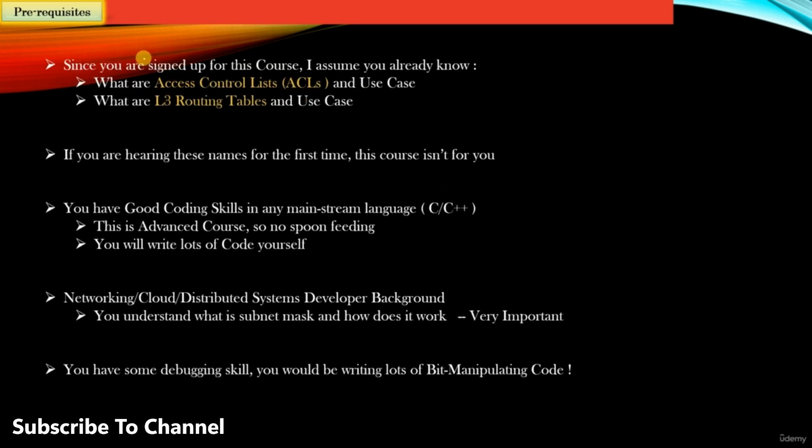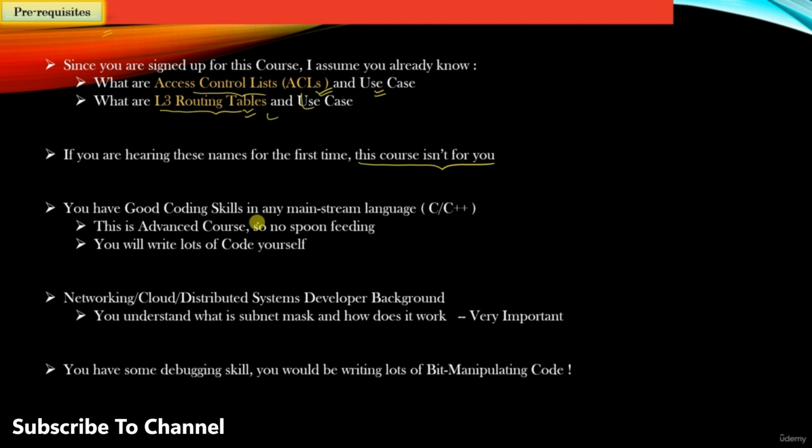Then coming to the discussion of certain prerequisites. Since you have signed up for this course, I assume that you are already aware of what access control lists are and what their use cases are. And I expect that you already know what layer 3 routing tables are and what they are used for. If you are hearing these names, that is access control lists or L3 routing tables, for the first time, then please excuse this course. This course isn't for you. You have more homework to do, that is, first get yourself aware of what access control lists and routing tables are before jumping into implementing these data structures or features.